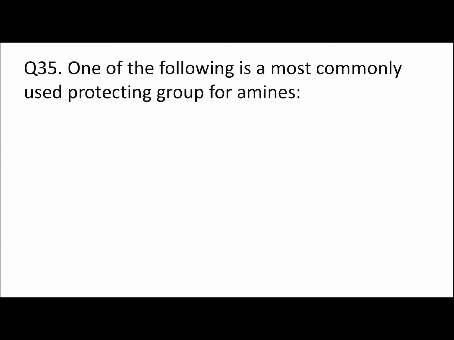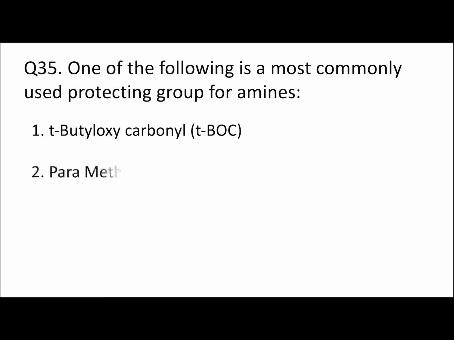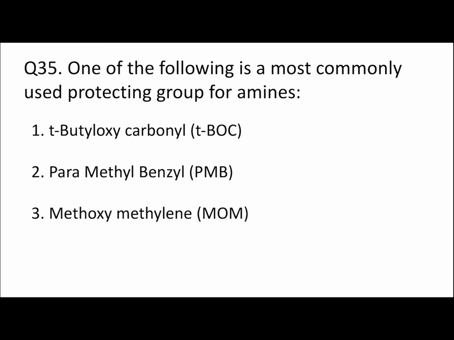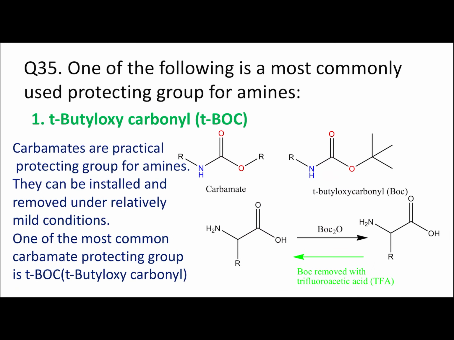Let's move forward. 35. One of the following is the most commonly used protecting group for amines, meaning for the NH2 group: tert-butyloxycarbonyl or BOC, para-methoxybenzyl or PMB, methoxymethyl or MOM, and tetrahydropyranyloxy or THP. Which is the most commonly used protecting group for amines? The most commonly used protecting group for amines is BOC. Mainly people do BOC protection, and whenever people do BOC protection, there is a formation of a carbamate functional group. Carbamates are practical protecting groups for amines.